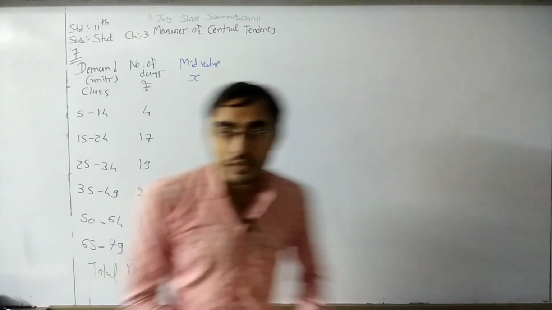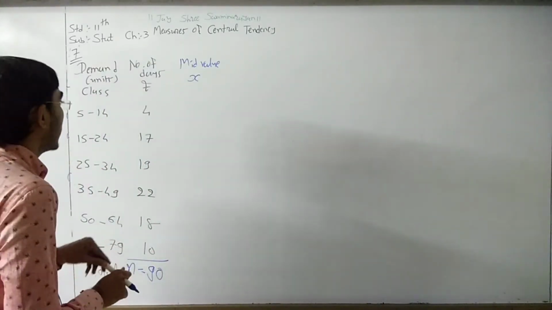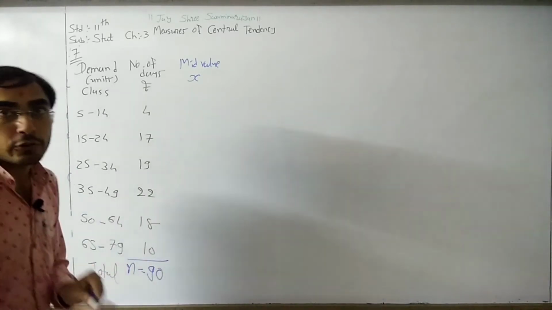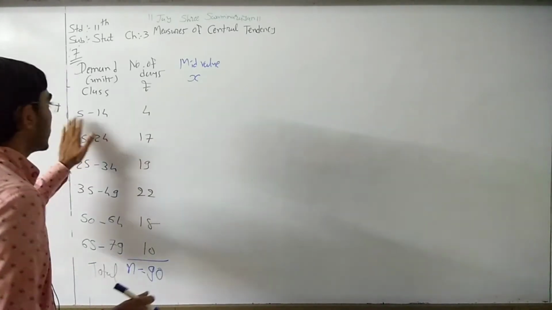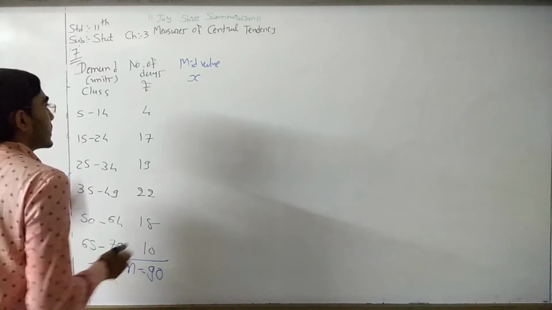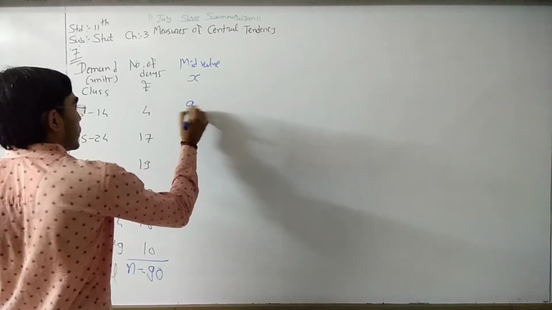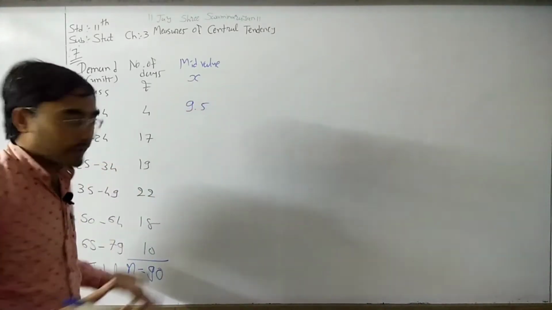Okay, so let's start with mid value x. Upper limit plus lower limit divided by 2. 14 plus 5, 19 divided by 2, 9.5. You need to use your calculator.